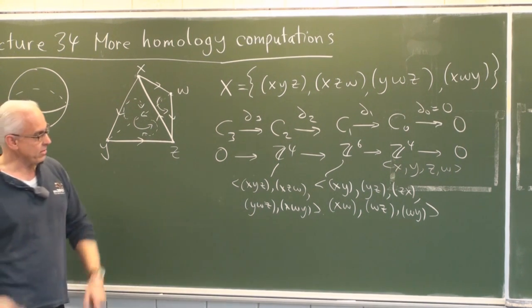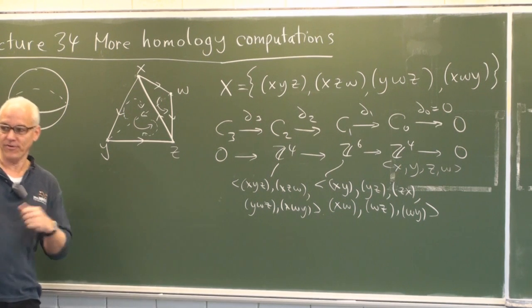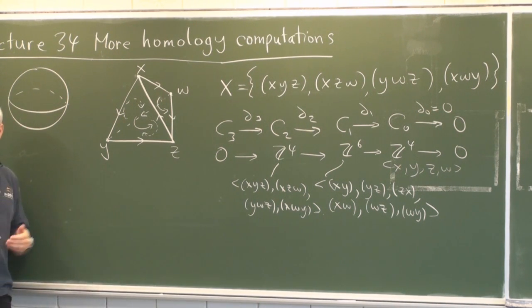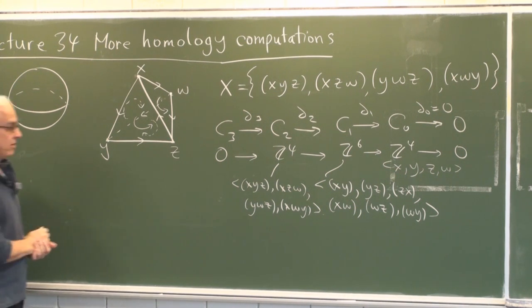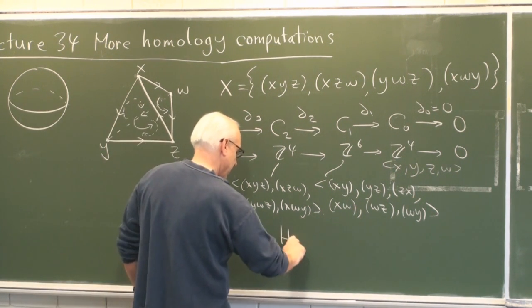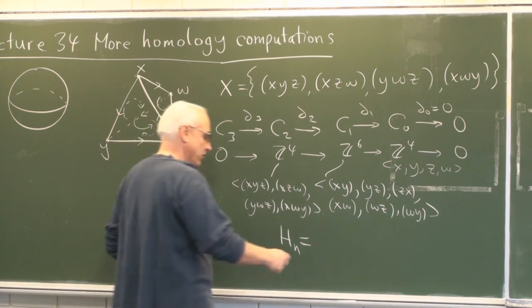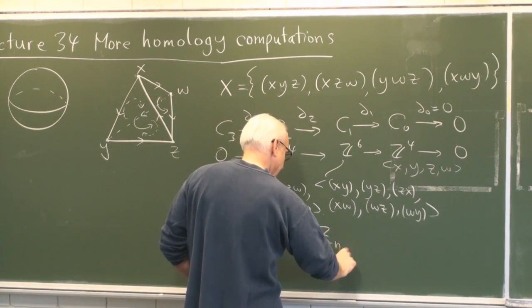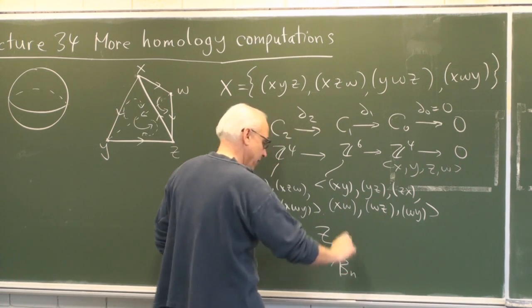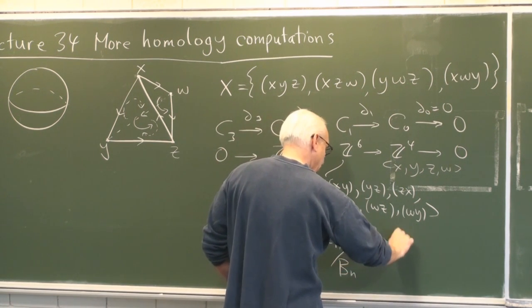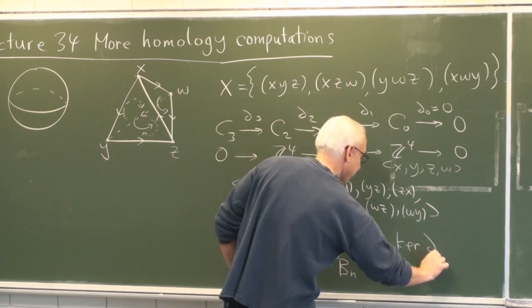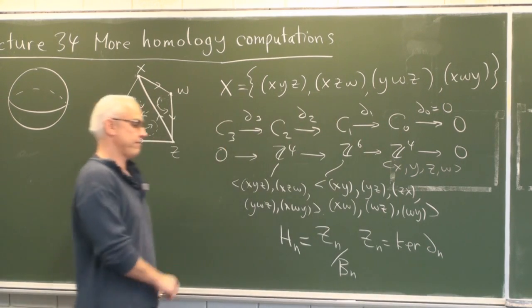Okay, so what we're going to do now is compute cycles and boundaries at each stage, and then take quotients of cycles mod boundaries to get our homology. So the general formula is that Hn, the nth homology group, is Zn mod Bn. And I remind you that Zn is the kernel of the del n.